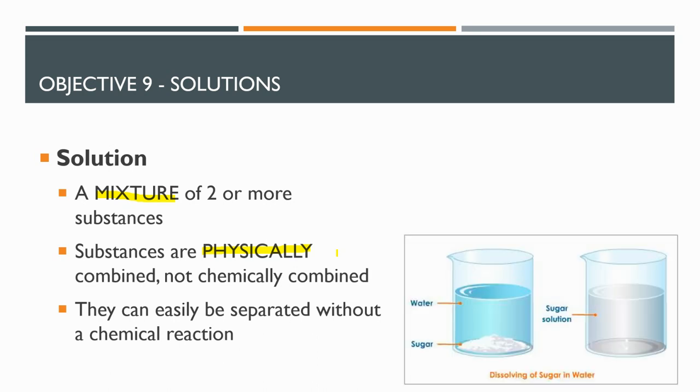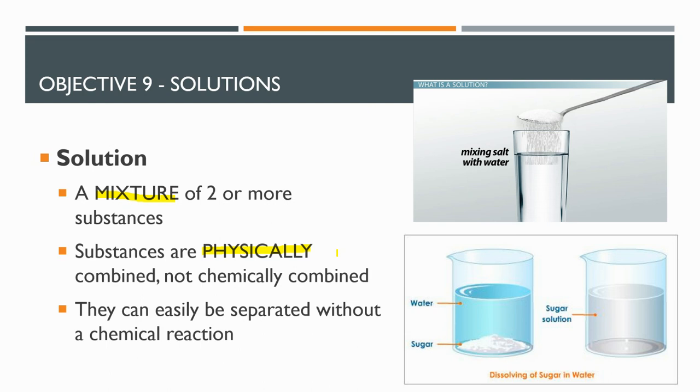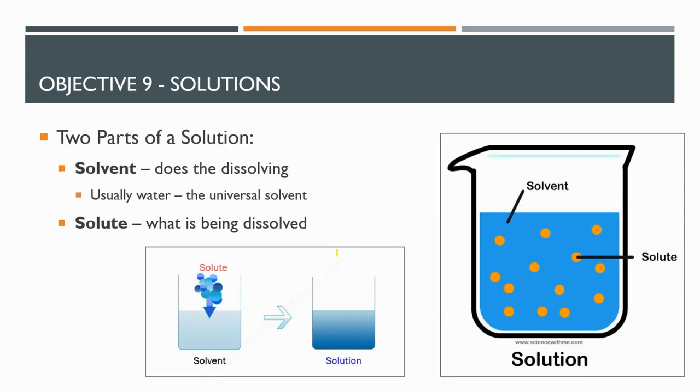And what that means is they can easily be separated. So if we were to dissolve salt in water, we could still evaporate the water out and the salt would be left behind. So they're not chemically interacting, they're just physically mixing together. Now, there are two parts of a solution. We have the solvent and the solute. And this can also be said solute. I think it's one of those things that's whatever you prefer. Honestly, I say it both ways. So we have the solvent and the solute.